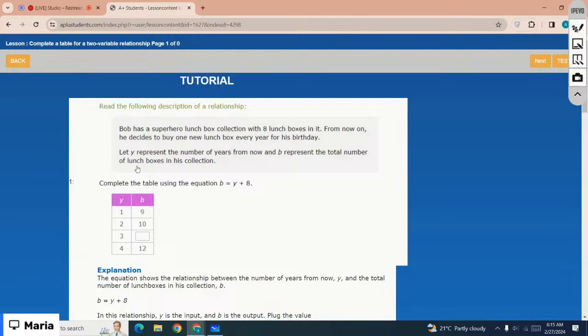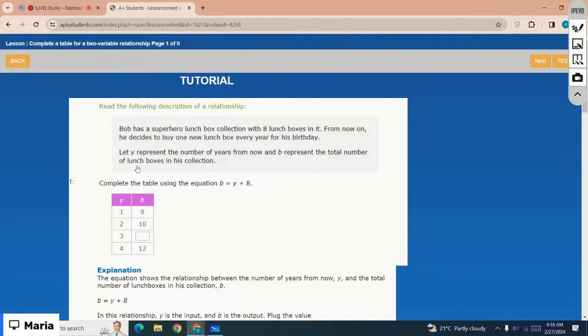Okay, read the following description of a relationship. So you are given a description. First, just read the description, understand the description, then we'll complete the table, right? Bob has a superhero lunchbox collection with 8 lunchboxes in it. From now on, he decided to buy one new lunchbox every year for his birthday. Let Y represent the number of years from now on, and B represents the total number of lunchboxes in his collection, right? You are given the equation.